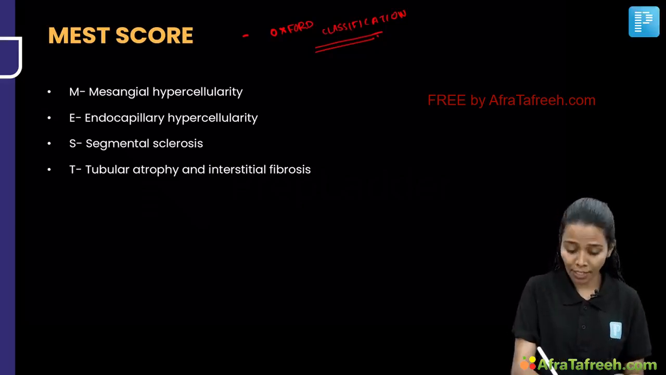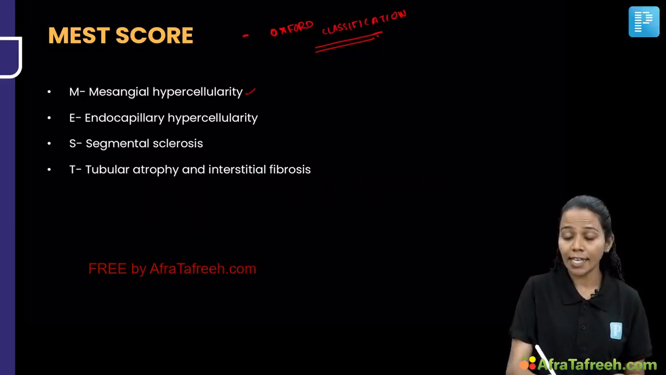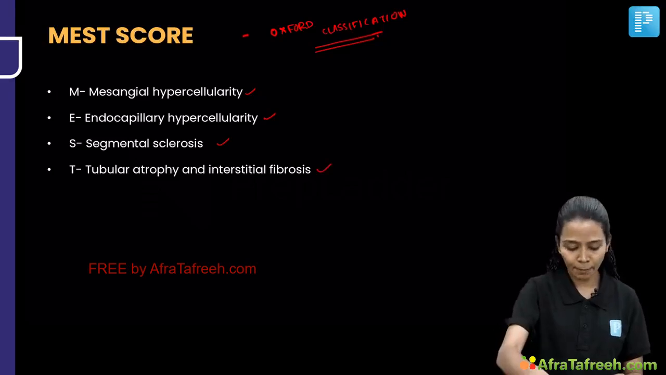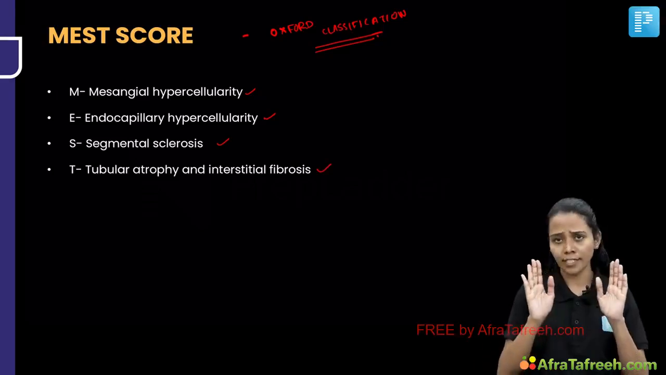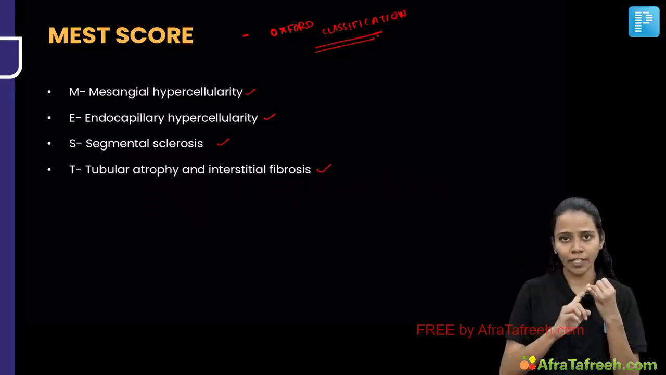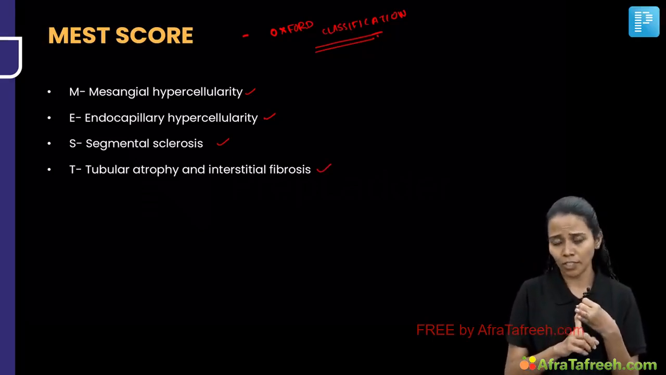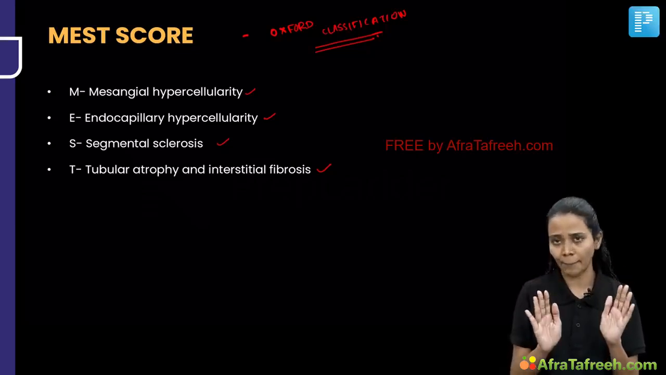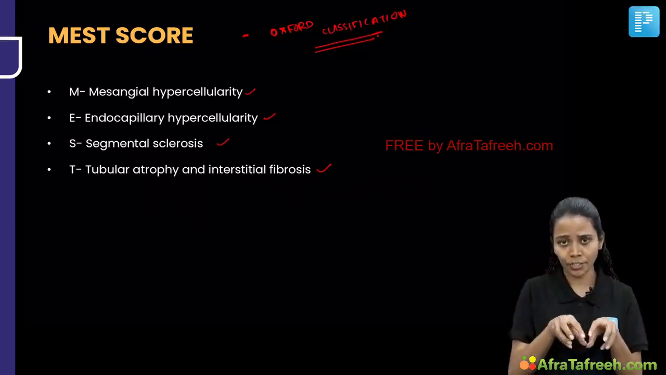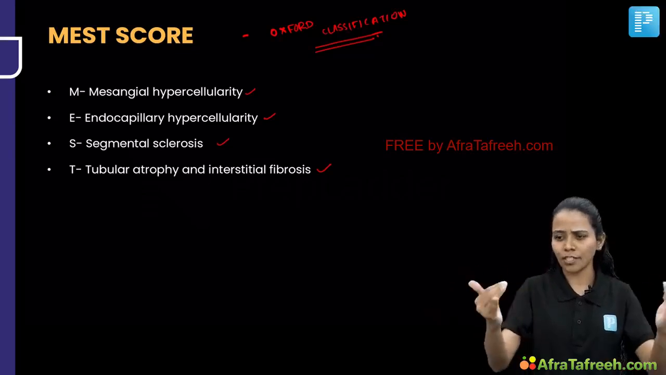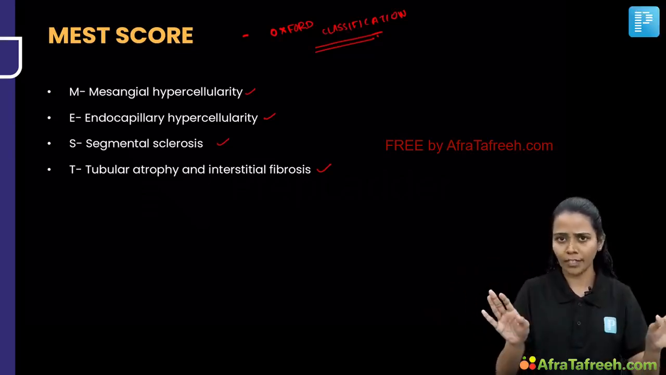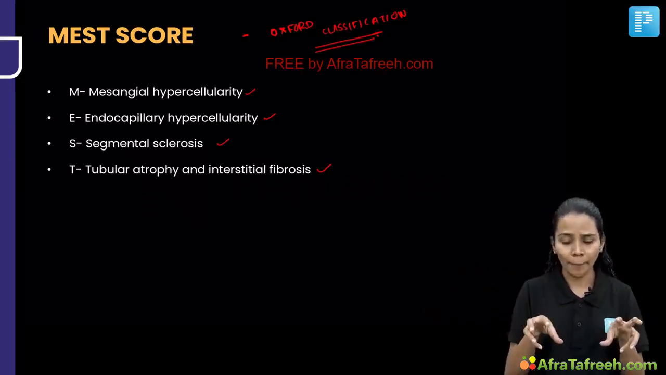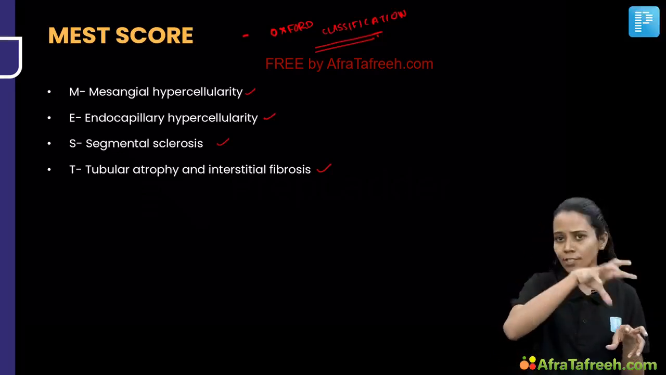Okay, M is mesangial hypercellularity, E is endocapillary hypercellularity, S is segmental sclerosis, T is tubular atrophy. See, it's pretty simple. What are the things that I told you we'll see in light microscopy? One is mesangial hypercellularity. Second is endocapillary hypercellularity. So these two are the only things that can happen because IgA is sitting in the mesangium and maximum associated near the endocapillary region can get involved. When this happens, what will happen? That area is going to get sclerosed.